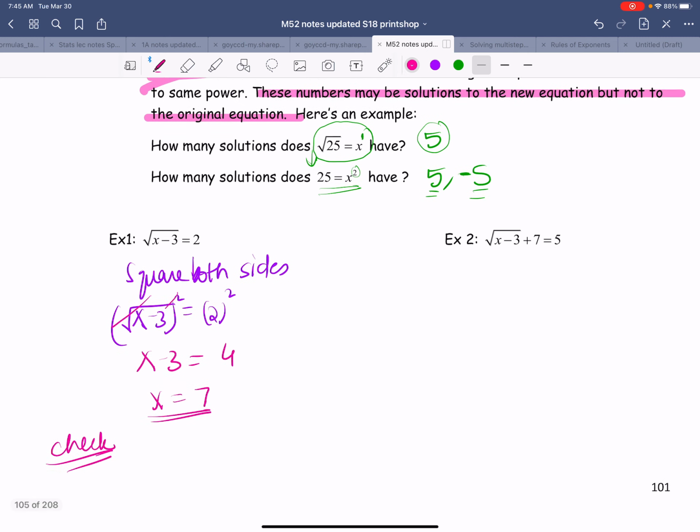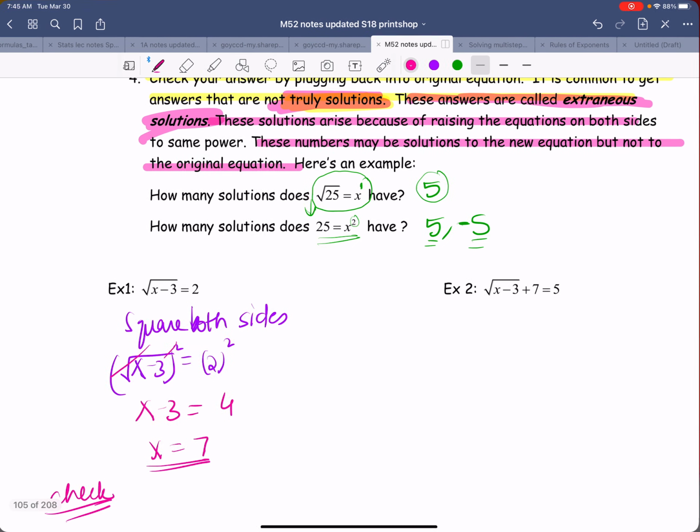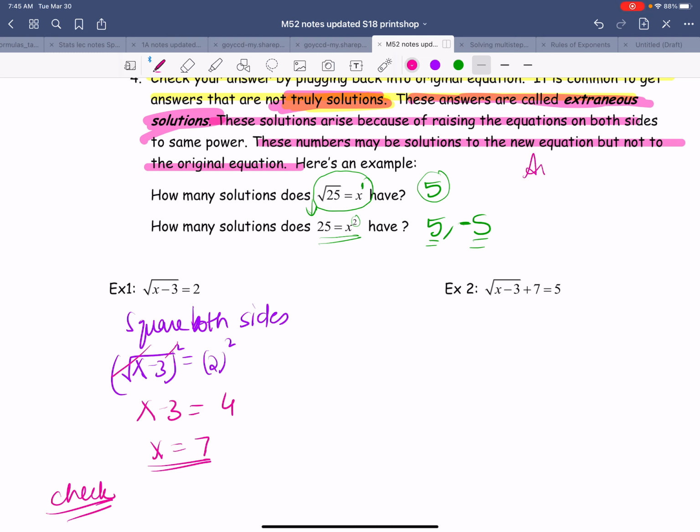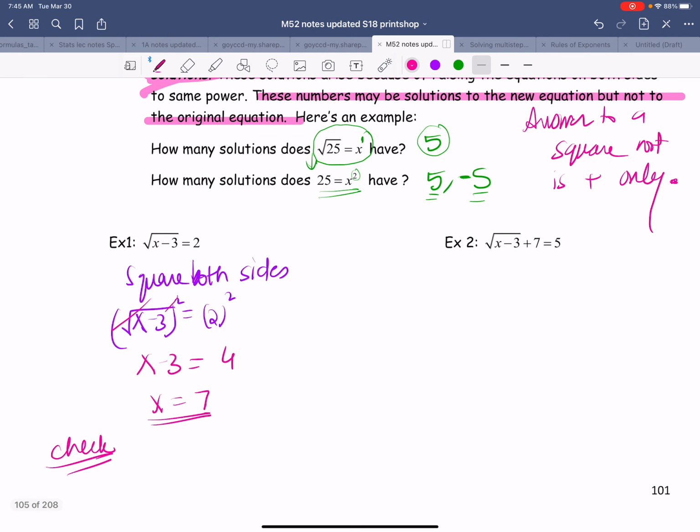Remember, we've talked about in the past, the answer to a square root is positive only, or any even root. The answer to an even root is positive only. All right, so x equals 7.